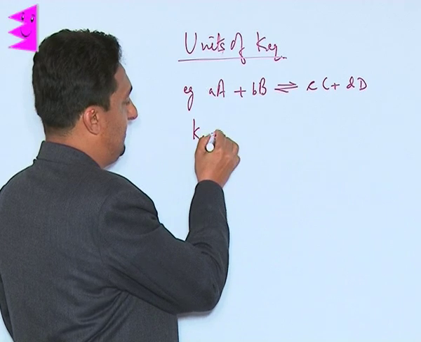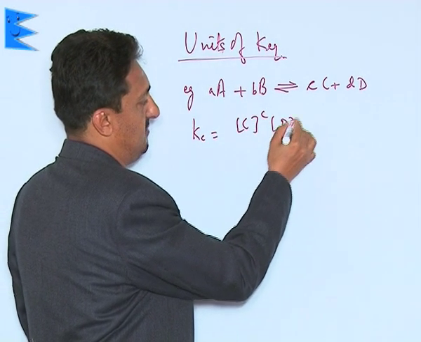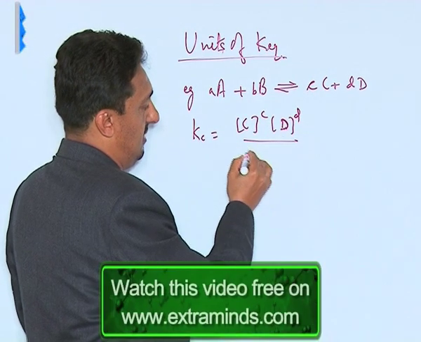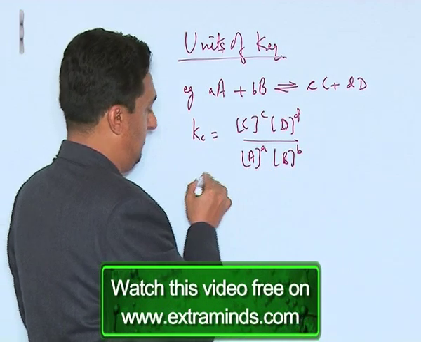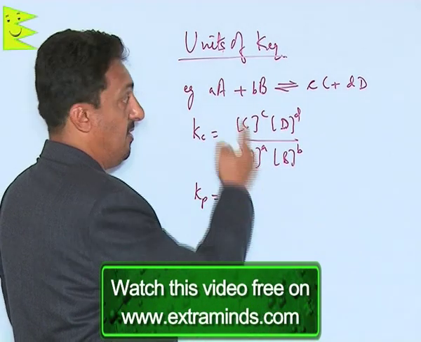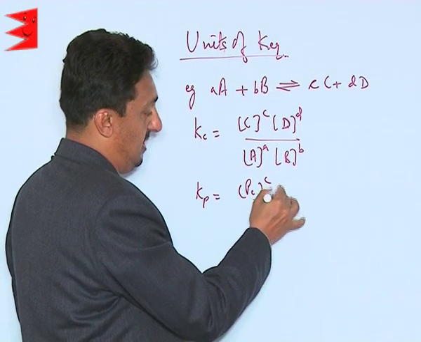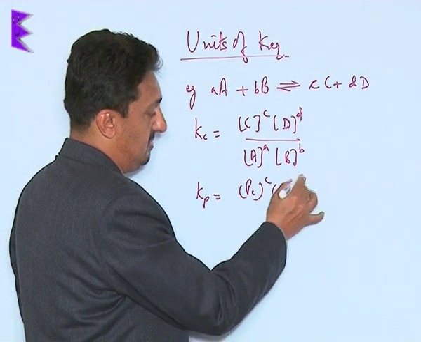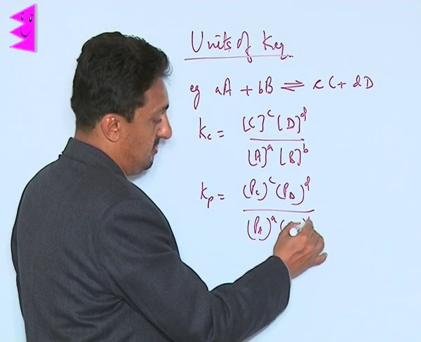If I take Kc, it is the concentration of C to the power c, concentration of D to the power d, divided by the concentration of A to the power a and concentration of B to the power b. If it is Kp, and all of these are gaseous in nature, it is the partial pressure of C to the power c, partial pressure of D to the power d, divided by the partial pressure of A to the power a and partial pressure of B to the power b.